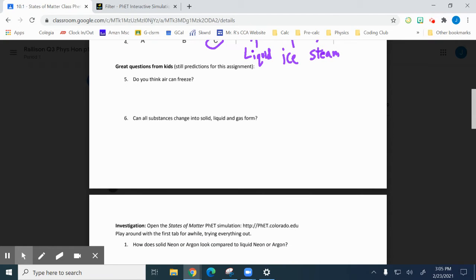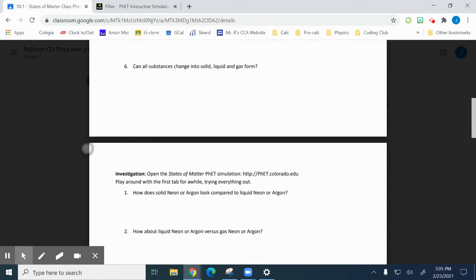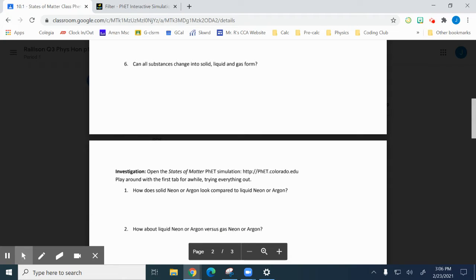Well, yeah, anything can freeze. Can all substances change into solid, liquid, and gas form? It depends. That's kind of a weaselly word. I would say that's not a very precise word, because if you take it in its looser definition, the answer is definitely going to be no, because you can't make liquid wood and stuff like that.